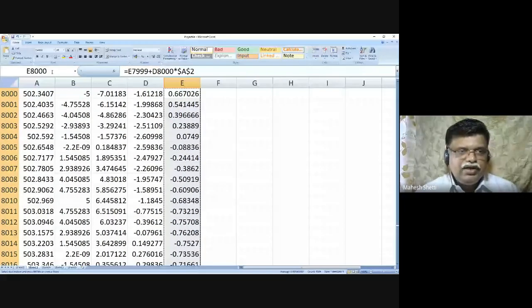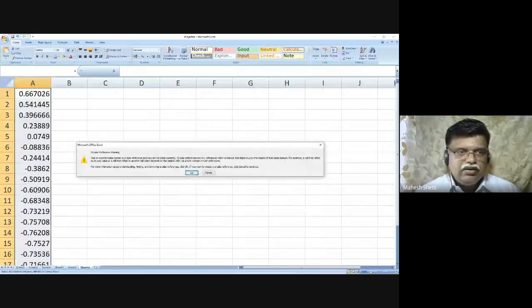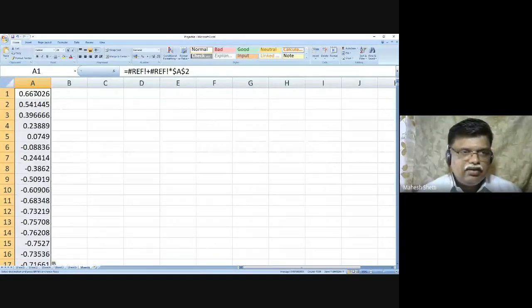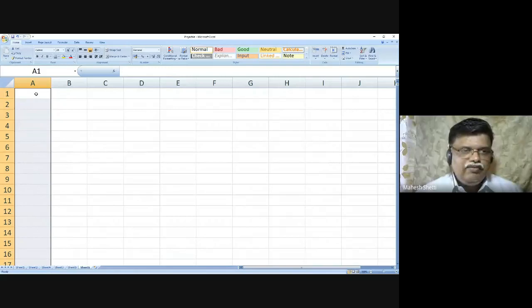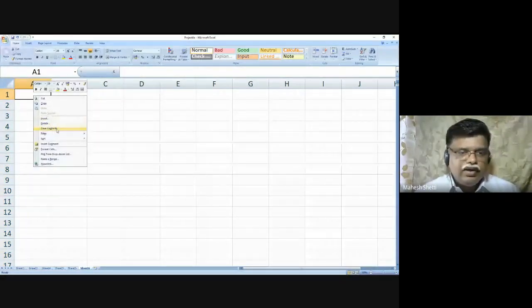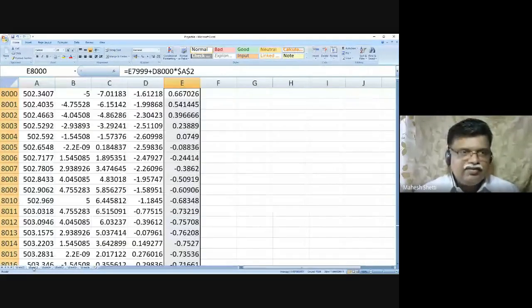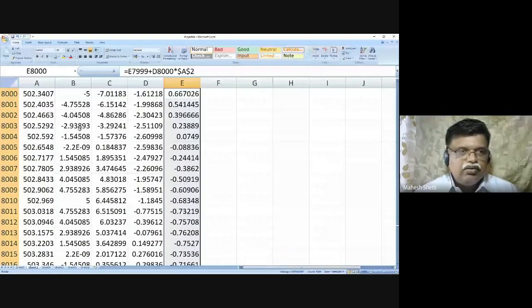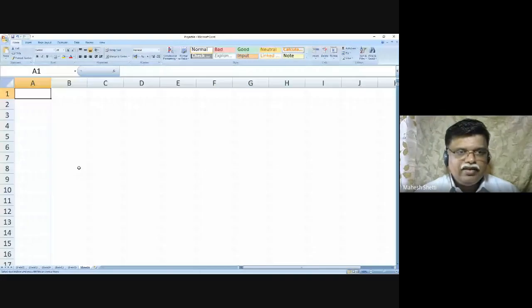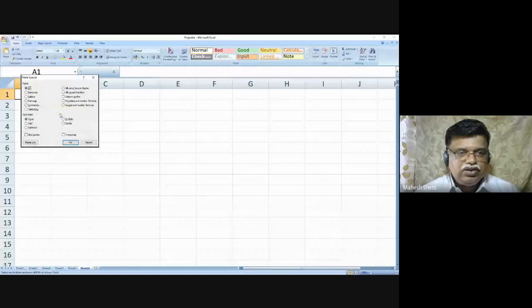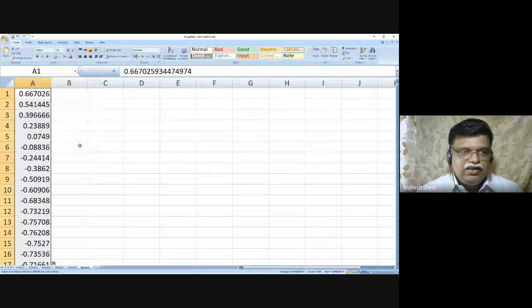I insert a new sheet. Let me paste only values. So I select this, I go to the new sheet, right click, paste special, only values. So I'm only interested in these displacement values, which are varying as a function of time, and I will do the Fourier analysis of this.